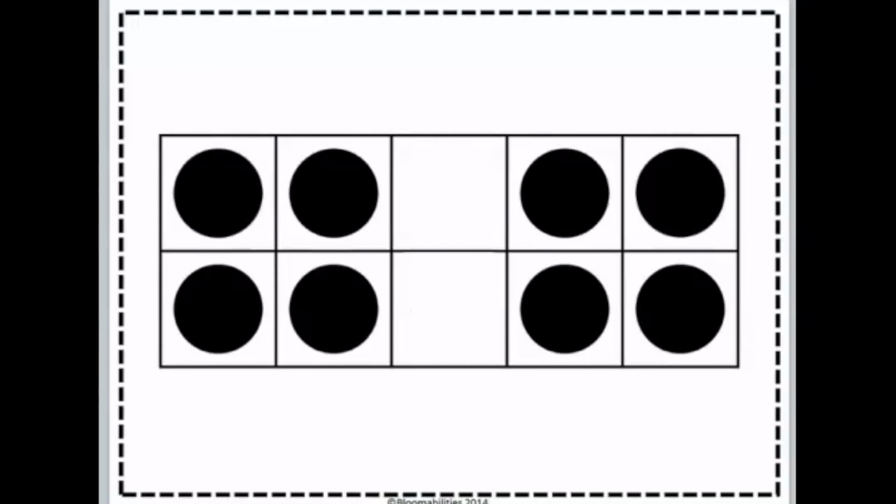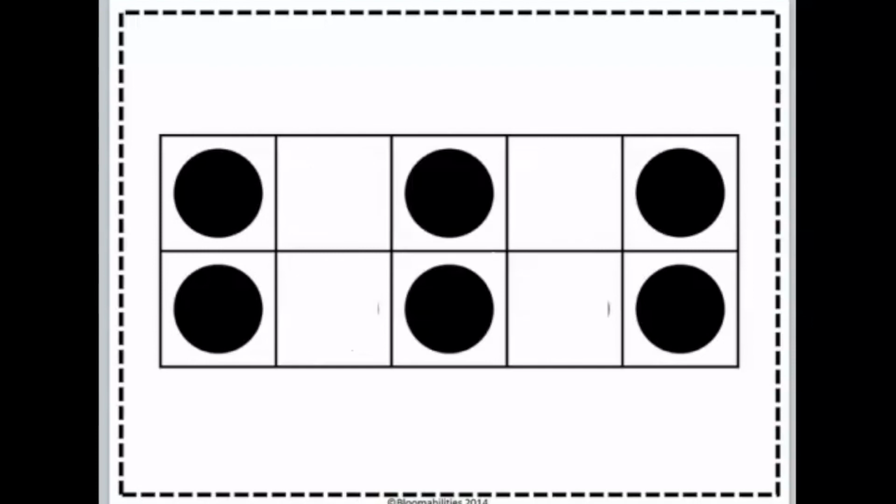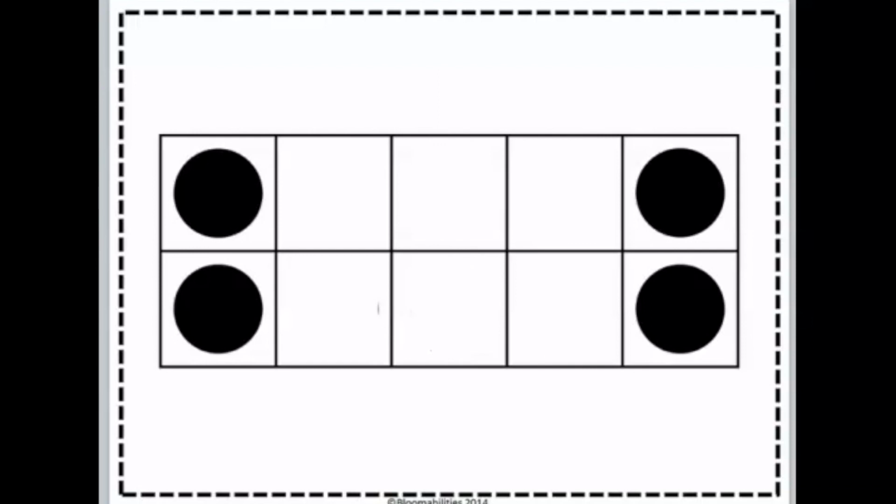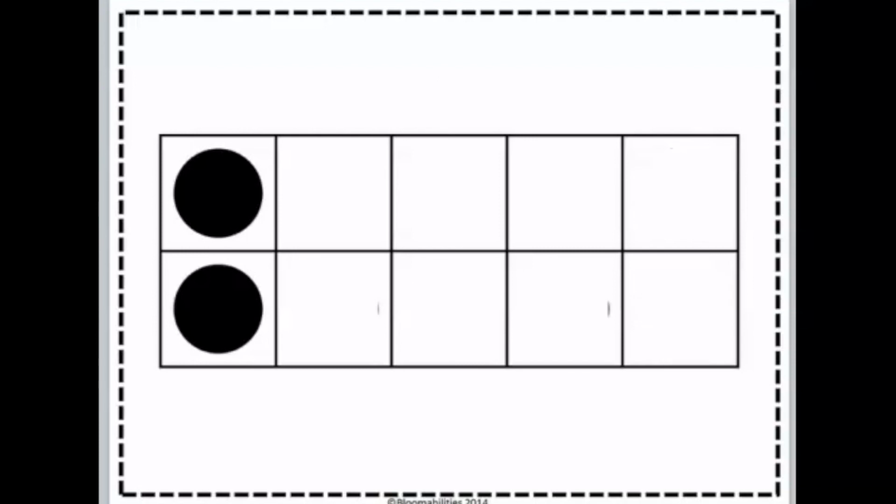How many do we have here? Yeah, that's a harder one, isn't it? We have 8. And how many do we need to make 10? 2 more. And here we have 6. And how many do we need to make 10? 4. Good job. Here we have 4. And how many do we need to make 10? 6. That's right. 4 and 6 are 10's buddies.